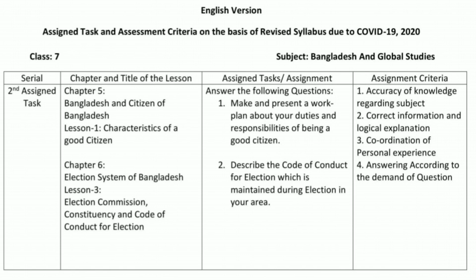These two questions have been given in our assignment, so we'll try to answer these two questions according to the textbook.